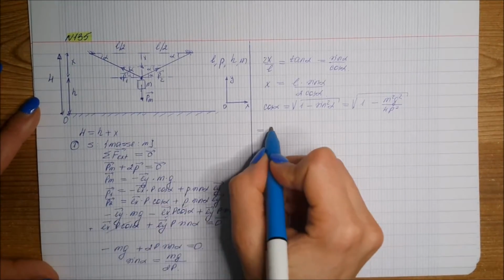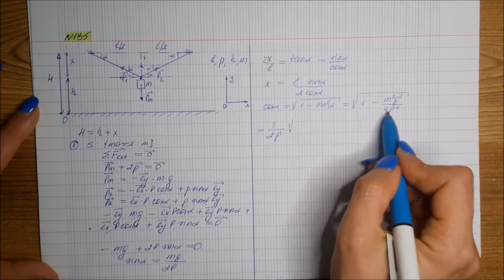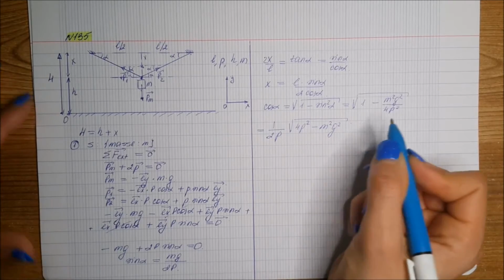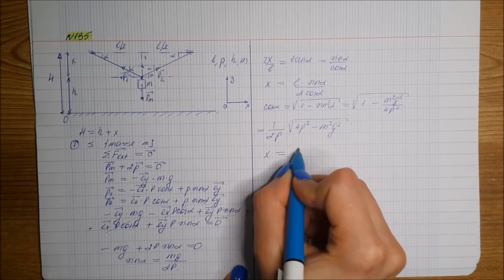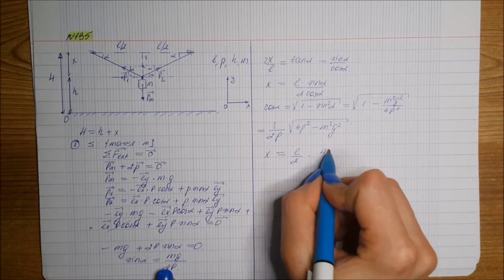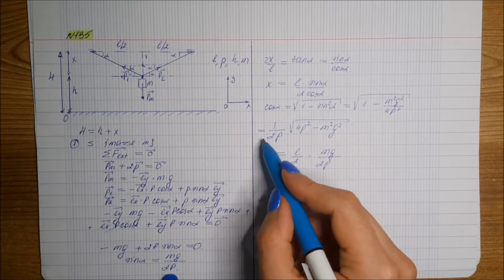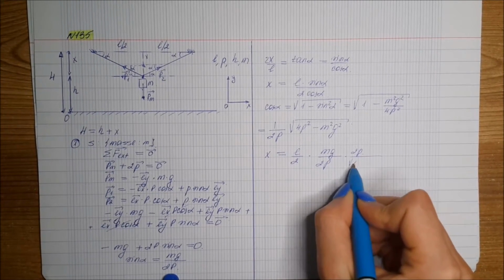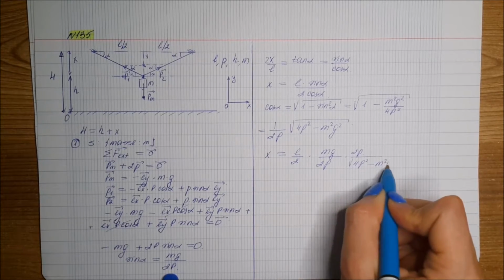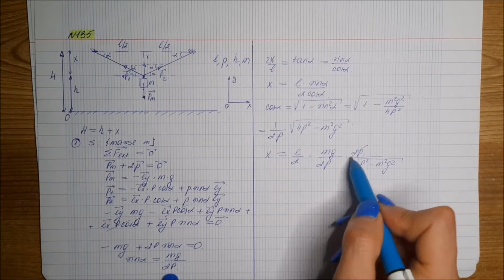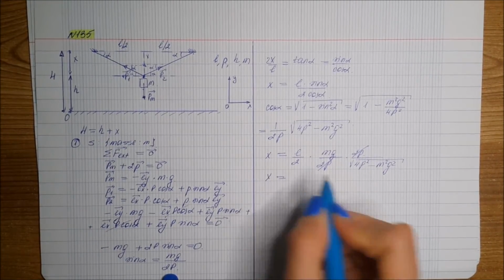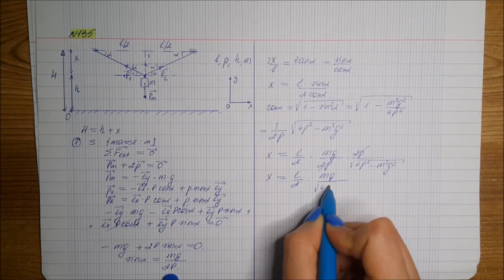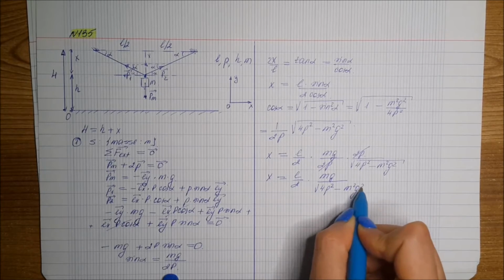I will present it as 1 divided by 2P times the square root of 4P square minus m square g square. And now I can calculate x. It will be half of L, mg divided by 2P, multiplied by 2P and divided by the square root of 4P square minus m square g square. So 2P and 2P will disappear, and I have x equals L divided by 2, mg divided by the square root of 4P square minus m square g square.